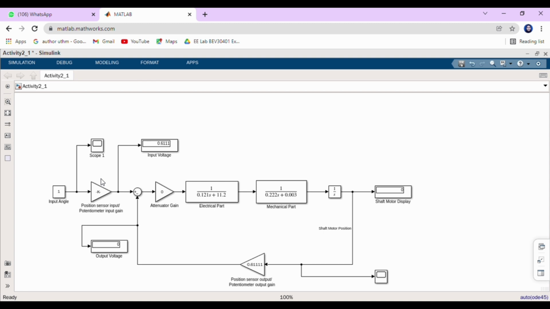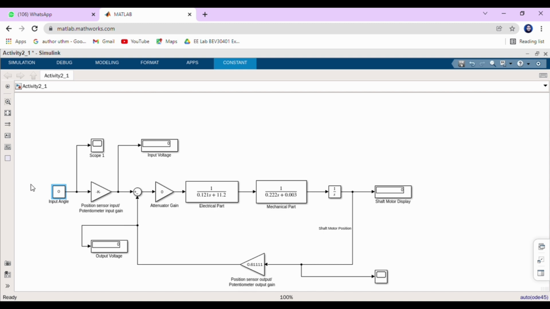Okay, and then for the next question, we increase step by step the value of attenuator gain from 0 until 10 and set the input angle to 0. Then observe the shaft motor position display and what happened to the system. Basically for this question, we need to do the same procedure, but we increase the attenuator gain step by step from 0 until 10, while the input angle is set to 0, and we observe the input voltage and shaft motor display and see what happened to the system.